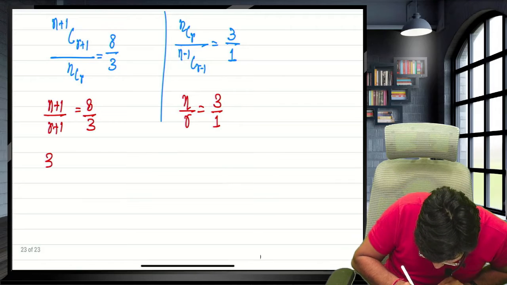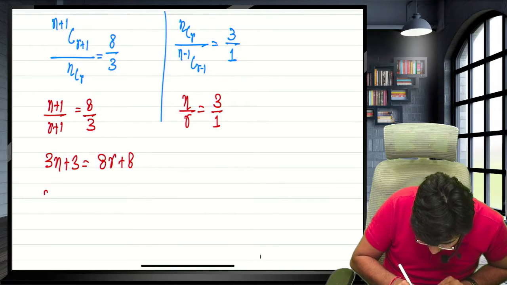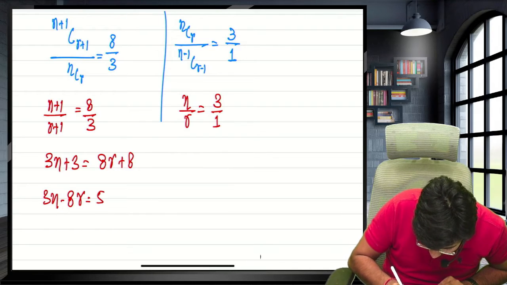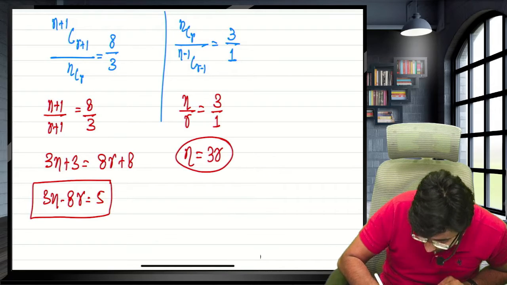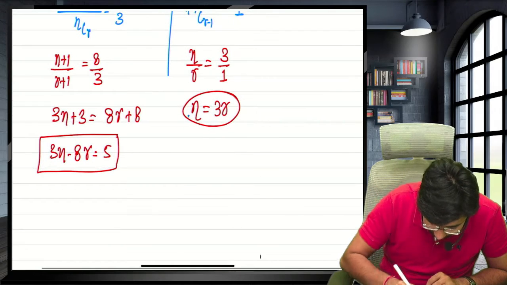Guys, cross multiply: 3n plus 3 is equal to 8r plus 8. So you will get 3n minus 8r is equal to 8 minus 3, that is 5. And here n will be equal to 3r. So guys, can I replace n with 3r? Yes, Aman sir, you can replace n with 3r.